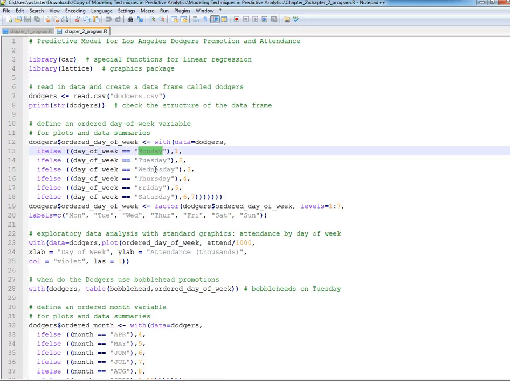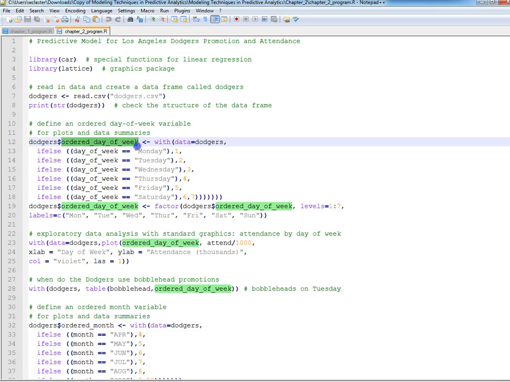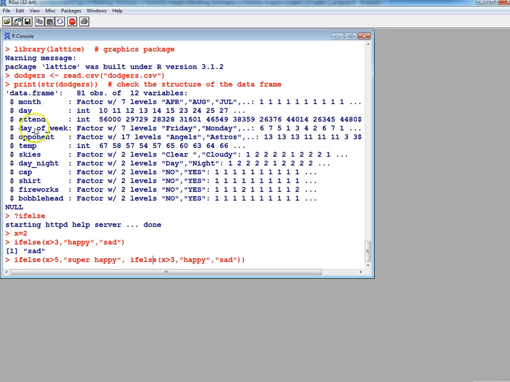Okay, he's creating a new variable here. I forgot to mention that. So what's this first line? Ordered day of the week. Is there such a variable in our data set? No, look at it here. Is there an ordered day of the week here? No, it's not there. He's creating a new column. He's creating a new variable, okay?